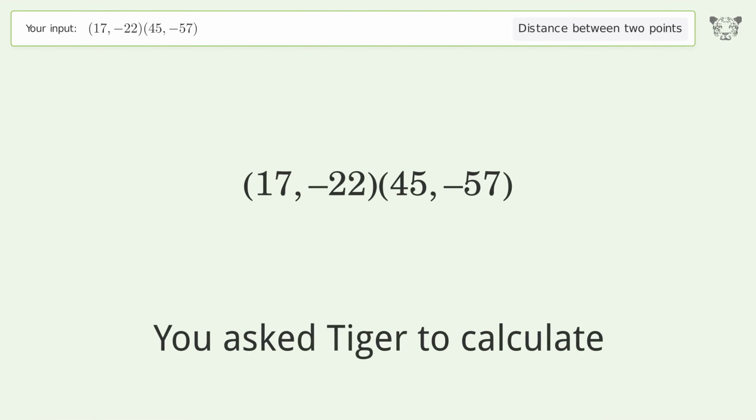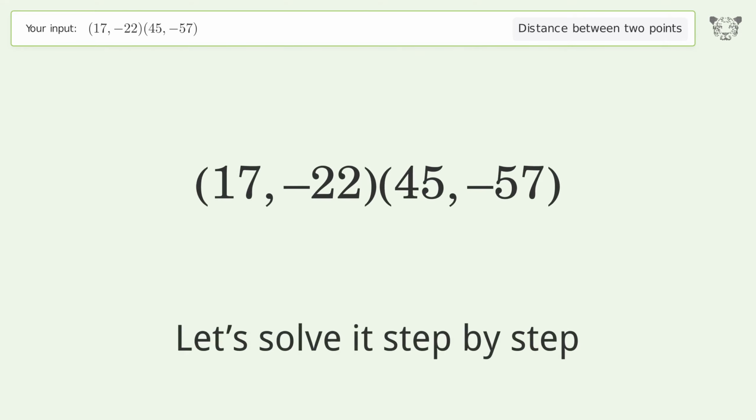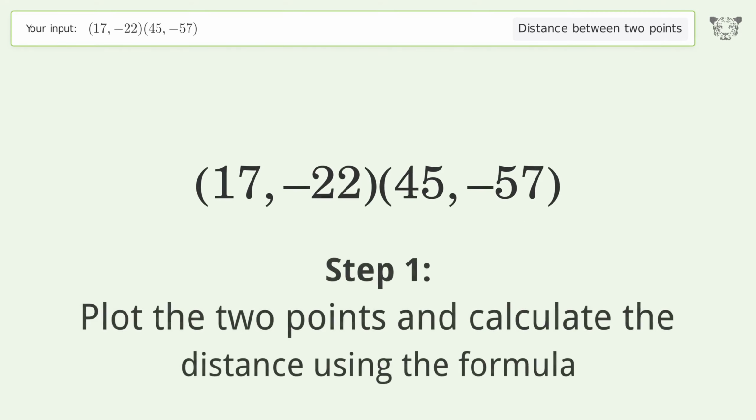You ask Tiger to calculate. This deals with the distance between 2 points. The distance between the 2 points is the square root of 2009, or 44.822. Let's solve it step by step. Plot the 2 points and calculate the distance using the formula.